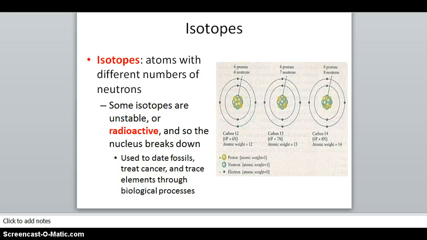When they break down, one of their extra neutrons turns into a proton. Because the atom essentially gains protons, it becomes an entirely different atom. These radioactive isotopes have many interesting uses in science. Scientists are able to tell how old fossils are by comparing the amounts of different carbon isotopes. You may have heard of this referred to as carbon dating.